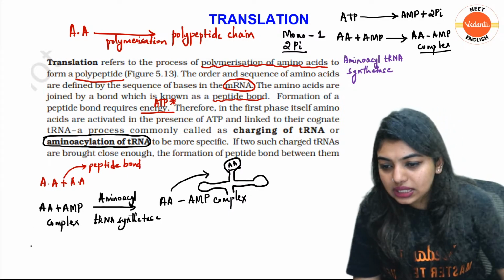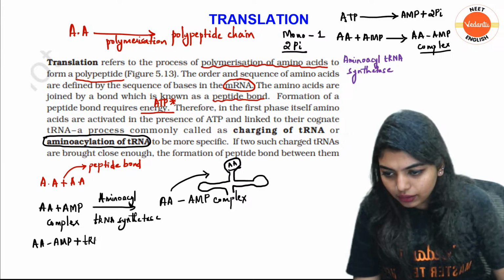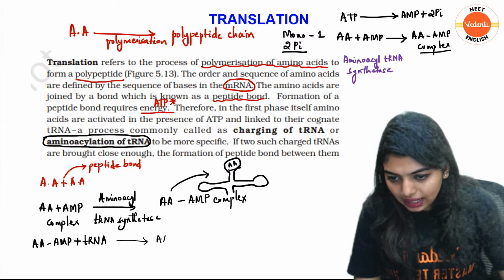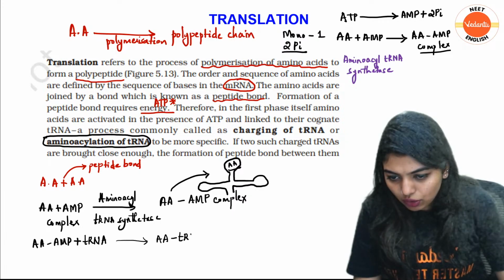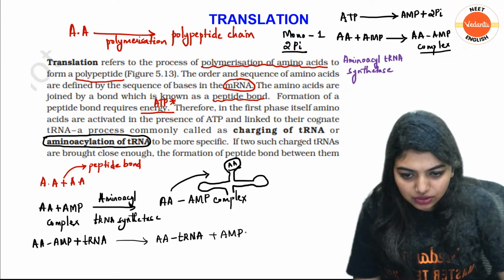So this AA-AMP plus tRNA. Now it got inside tRNA. Don't forget, tRNA will form AA-tRNA complex and AMP will be out. Understood? So, if you understood, smash the like button.